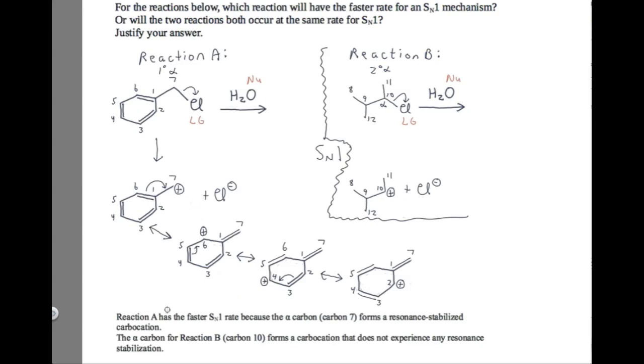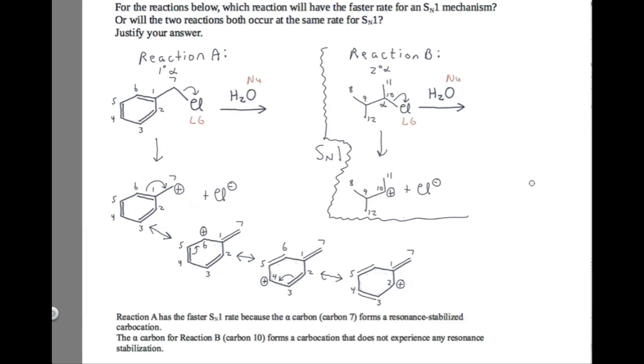Reaction A is faster. Remember, you must justify your answer for full credit. So reaction A is faster because this alpha carbon forms a resonance-stabilized carbocation, and this alpha carbon forms a carbocation with no resonance stabilization. And it might help you to get the credit if you draw at least one of these resonance structures. So it might definitely help here to draw the first step of the mechanism to show the carbocation, and then draw at least one of these resonance structures to show the resonance stabilization for reaction A that's lacking with reaction B.